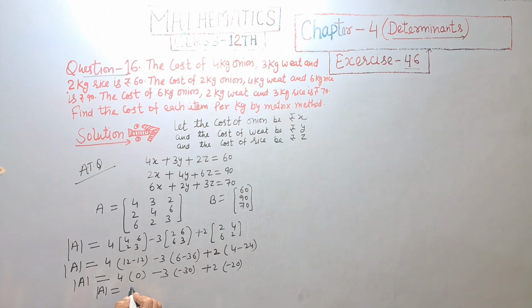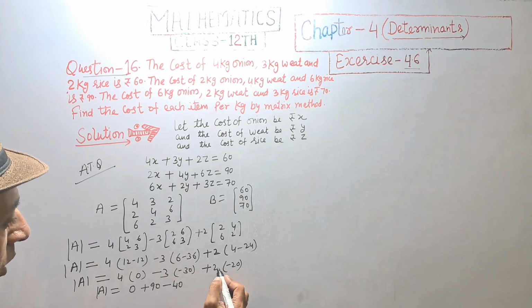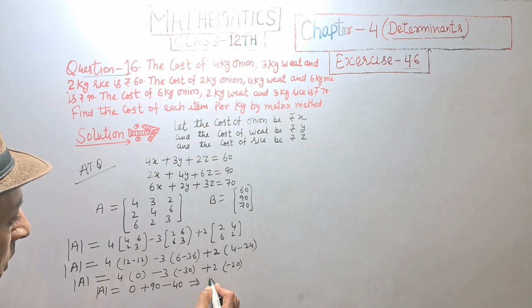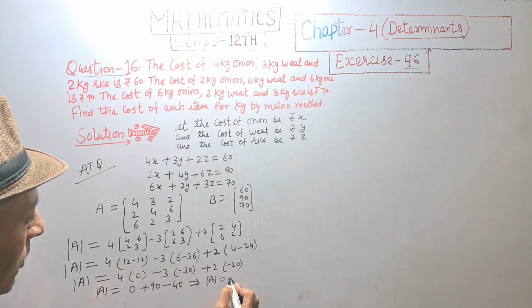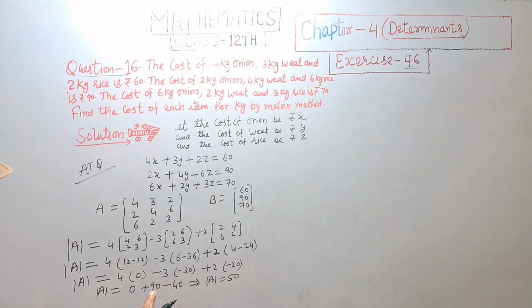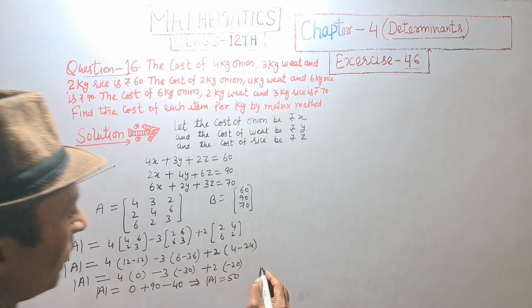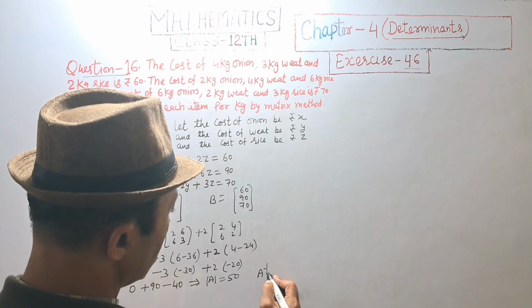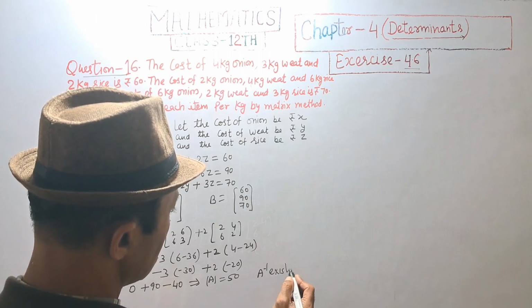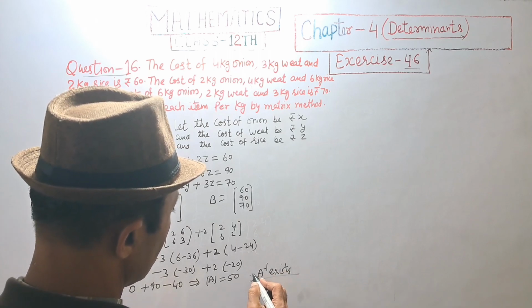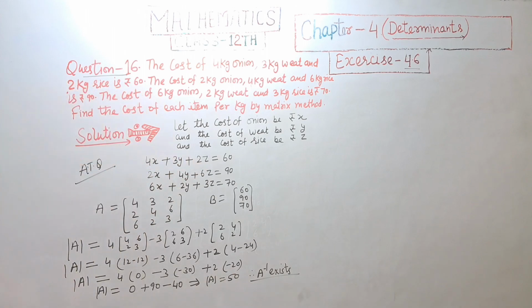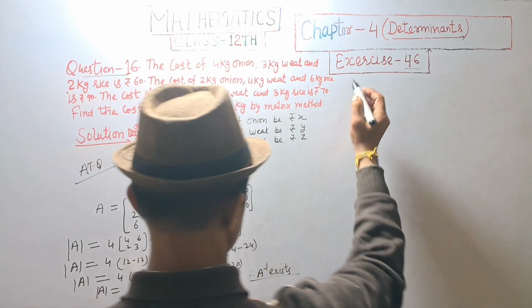Determinant of A is equal to 0 plus 3 3s are positive 90 minus 40, 2 2s are 40. This implies determinant of A is equal to 50. 90 minus 40 is equal to 50 and A inverse exists. So A inverse exists and we find the cofactor.